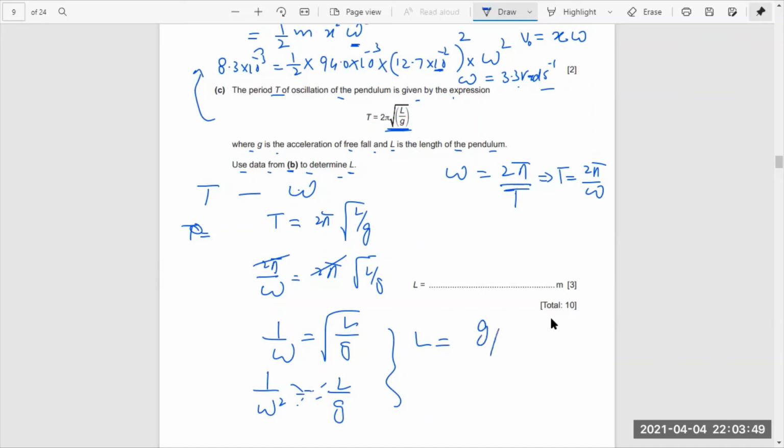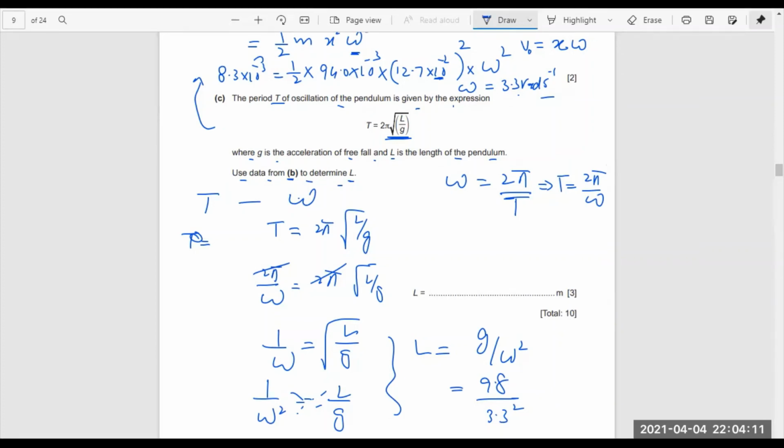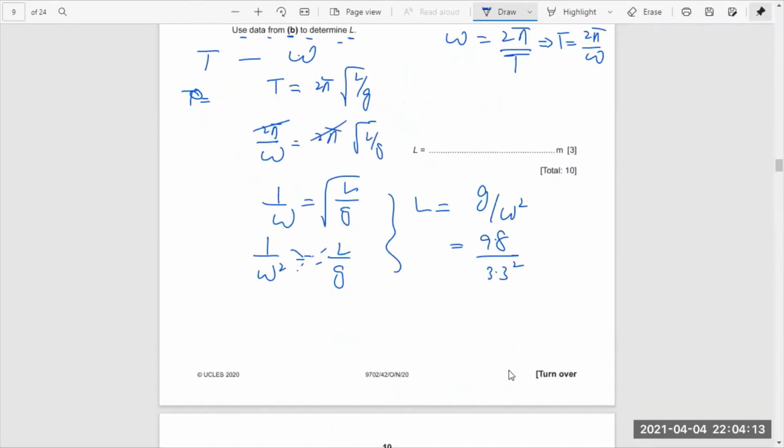So this is G divided by omega square. So G is 9.8. We knew omega is 3.3 square. So we would be able to get the value of the L out of it. So the L over here is very clearly 0.9 meters. After calculations, we can get the value of the L as 0.9 meters. Hope you have got it.